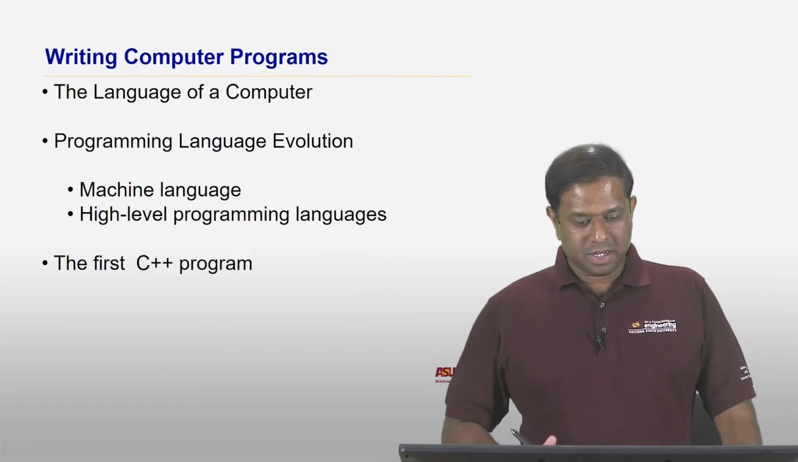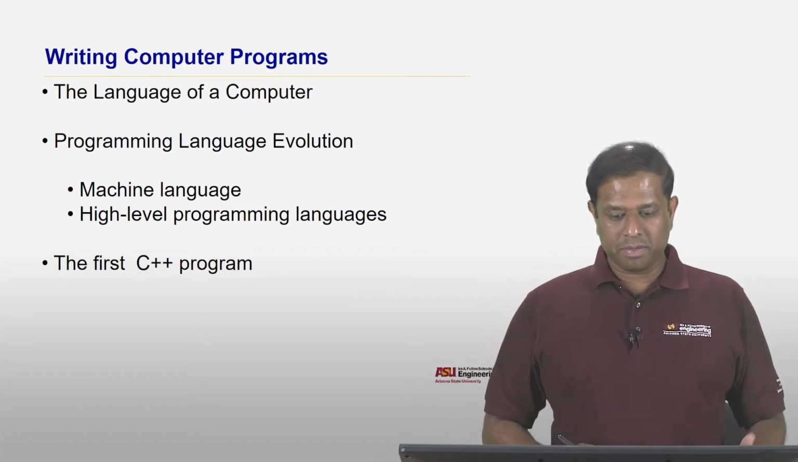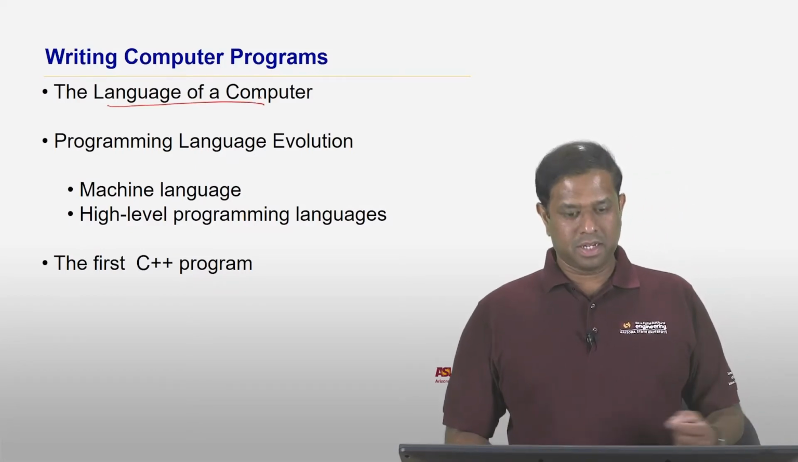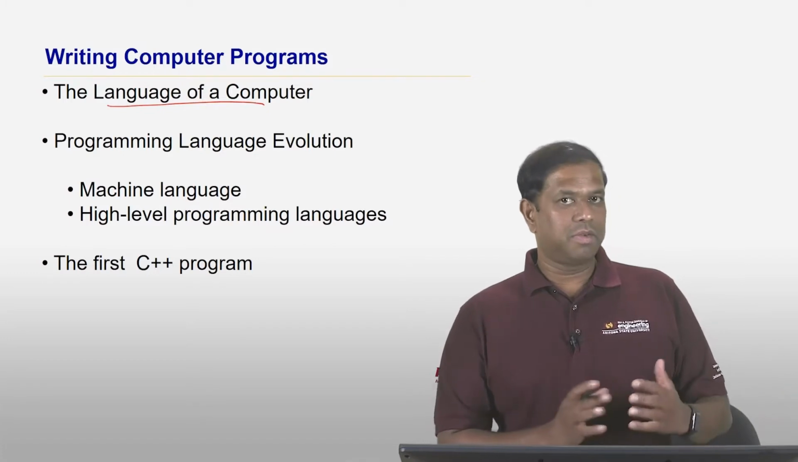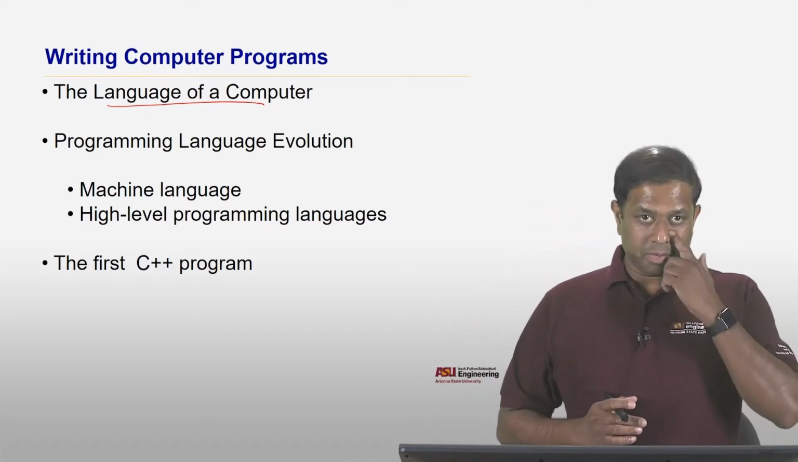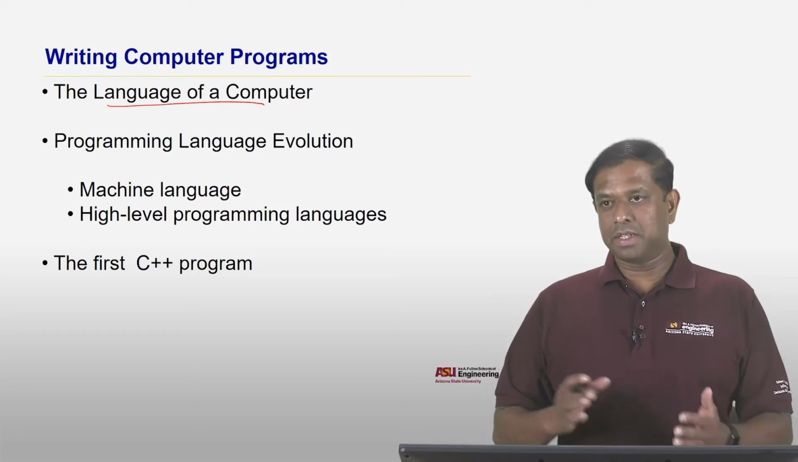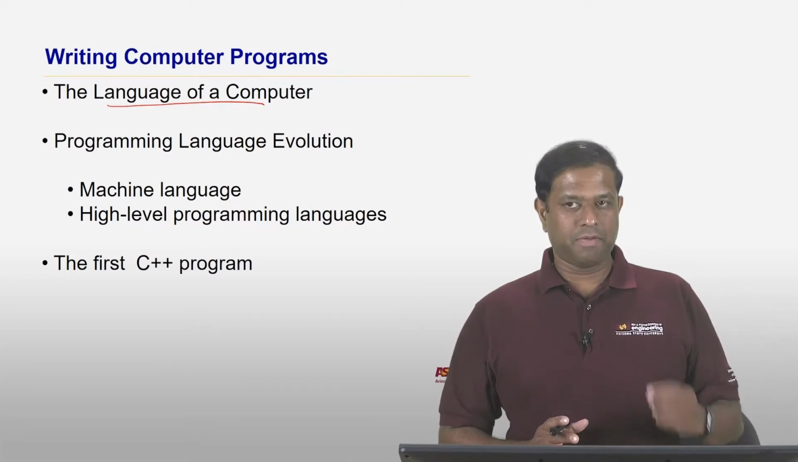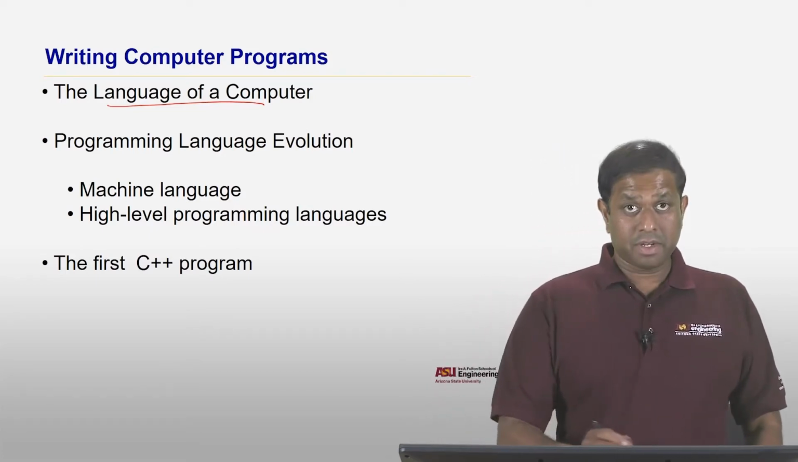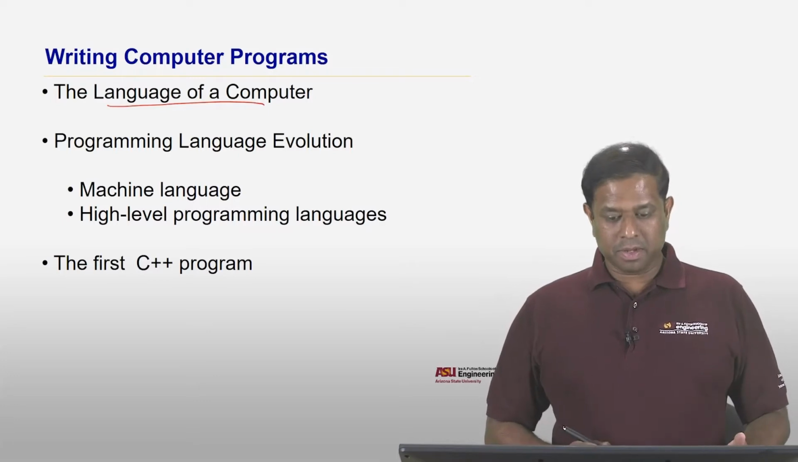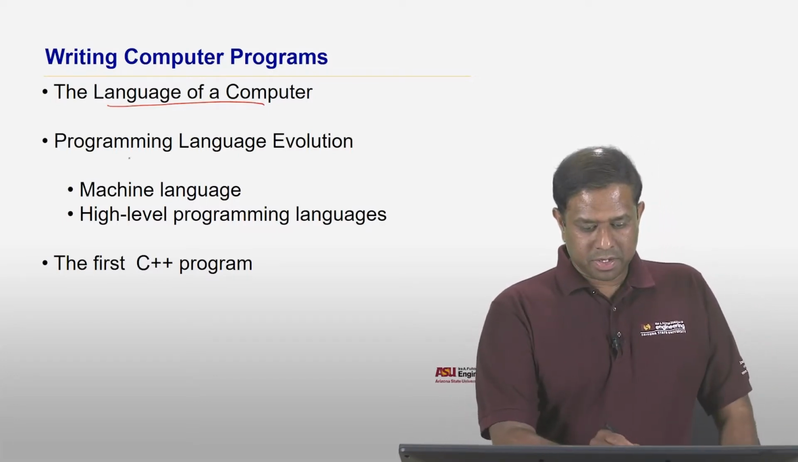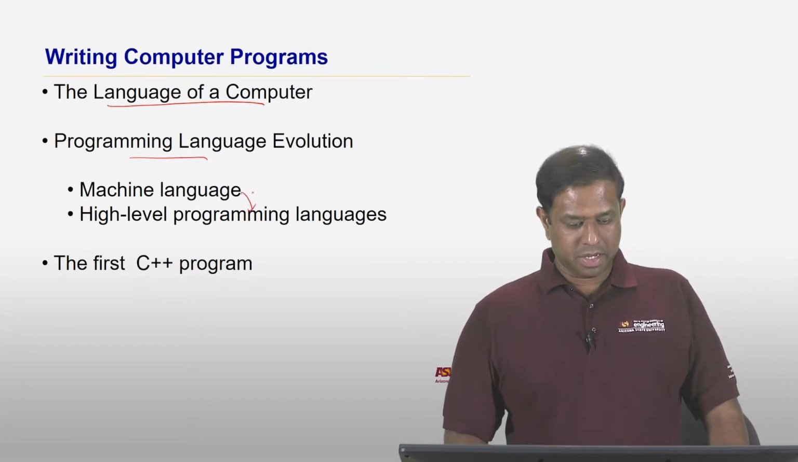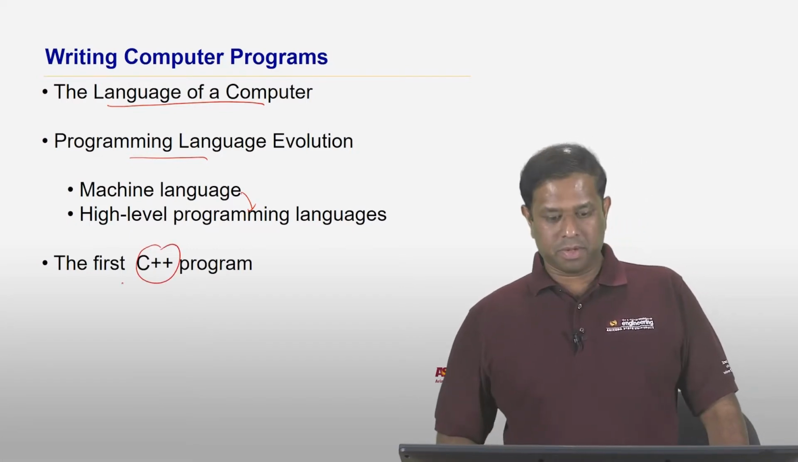In general, before we write a program, we need to know how the computer understands our program. That's the language of the computer. It's similar to when you talk to another human being: we should speak in the language that person understands. Similarly, the computer understands a particular form of instructions, which is called the language of the computer. First we look at the language of the computer, then the evolution of programming languages from machine language to high-level languages, and then our first C++ program.